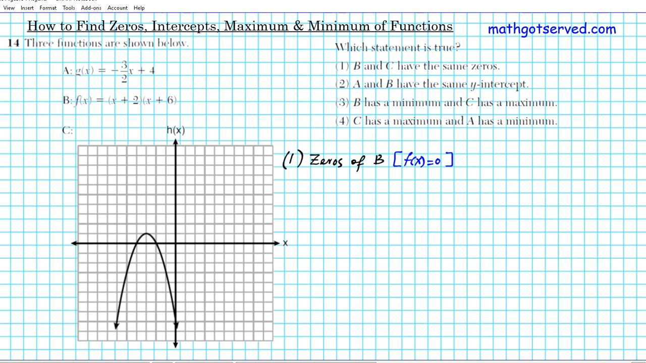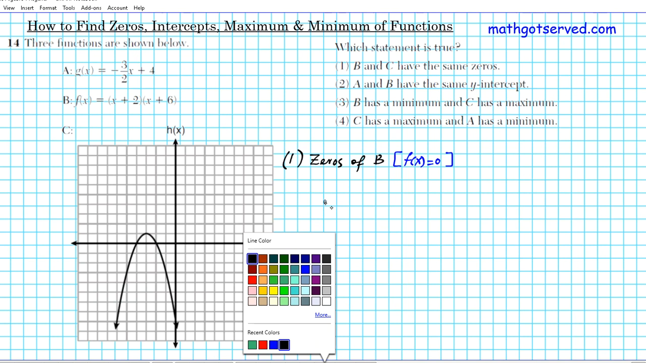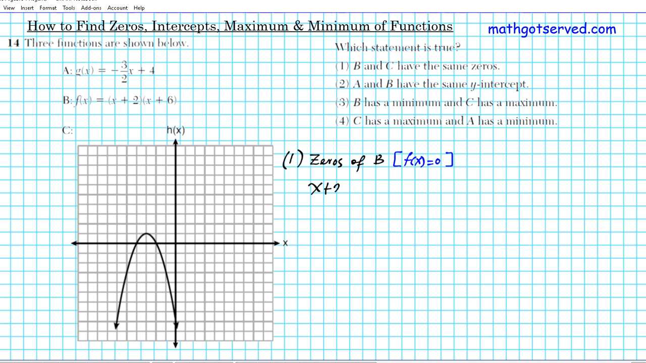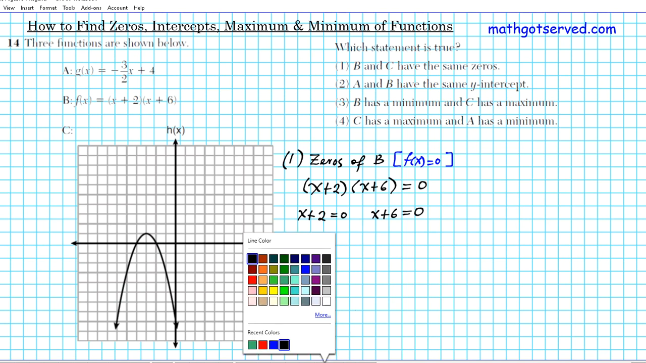So that's what we're going to do right now. To find the zeros for option B, we're going to set that function, which is x plus 2 times x plus 6, equal to 0 and solve. The nice thing about this is that it is nicely factored for us. So we're going to use the zero product property, the ZPP, to solve this. You take the first factor, x plus 2, set it equal to 0, and the second factor, set it to 0. That is what the zero product property is.